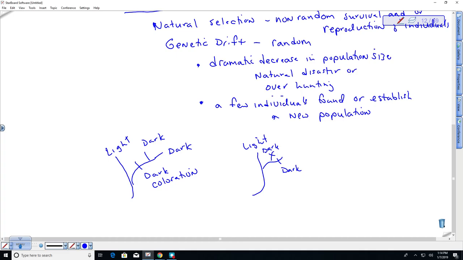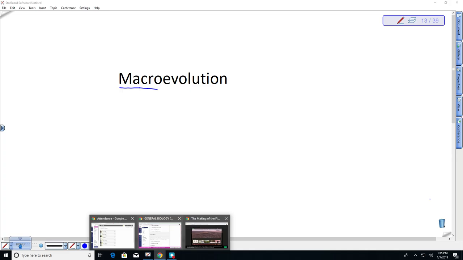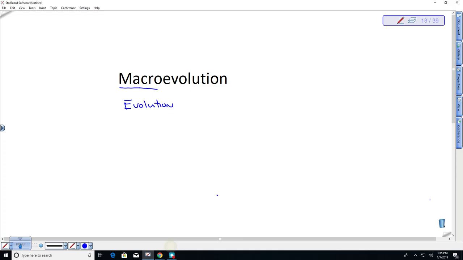Okay, so we're now going to talk about macroevolution, and we are going to be talking about the diversity of animal life, and the mechanisms of macroevolution, but the first thing we're going to do is define it. Macro means at a greater scale, not just within populations, but the evolution of new species. So this could be called speciation, right? Or other major groups.